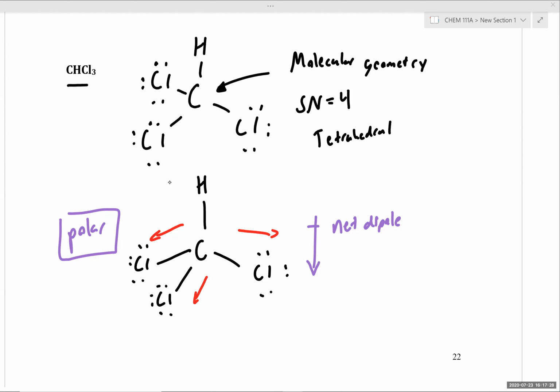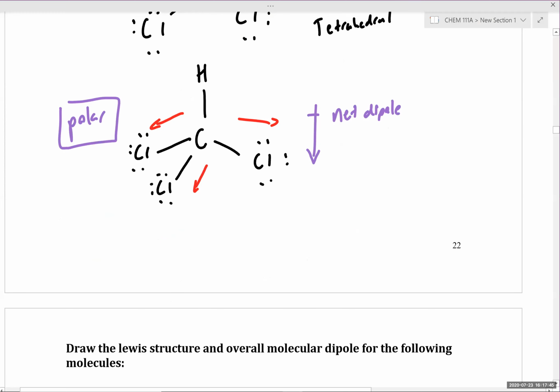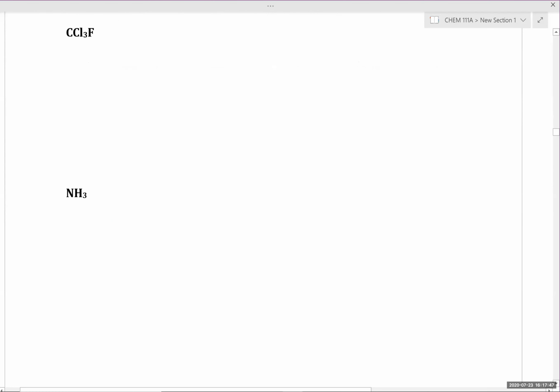I find it's always easier when you think about these molecules in terms of their 3D shape. And that's why we talked about geometry before we talked about polarity. Perfect. So let's do one last example to wrap up this lecture module.